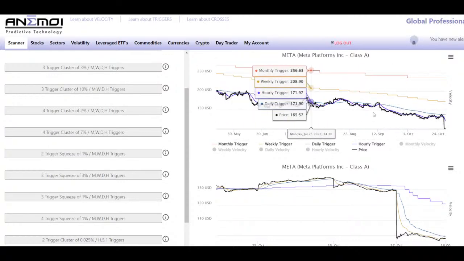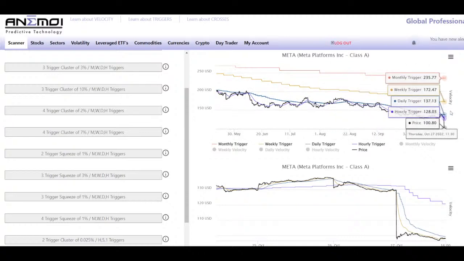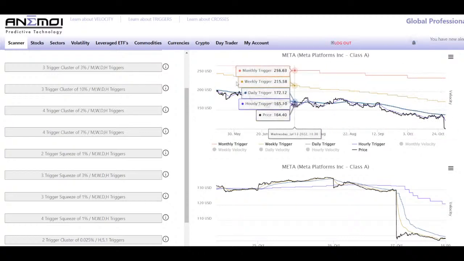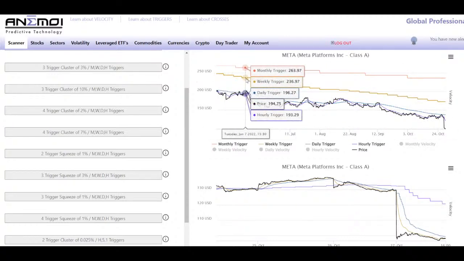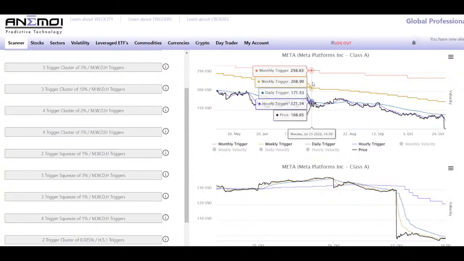Okay, and this chart only shows 6 months, but Meta actually broke through a 3 trigger cluster to the downside of the daily trigger, weekly trigger, and the monthly trigger. And that's why Meta has been so bearish this entire time period, because the weekly trigger crossed down below the monthly trigger, and there's just too much resistance overhead for it to get through.